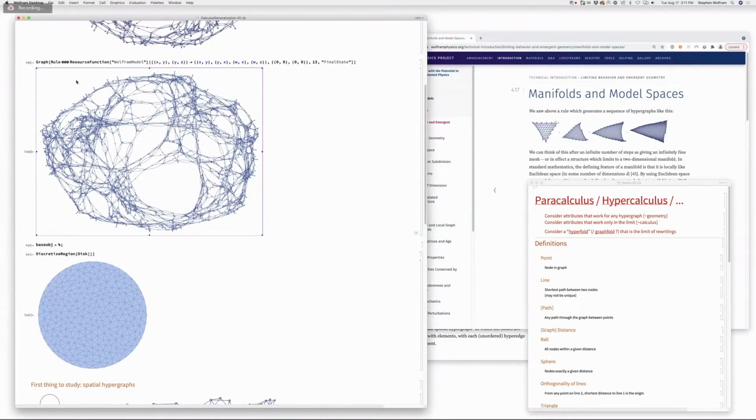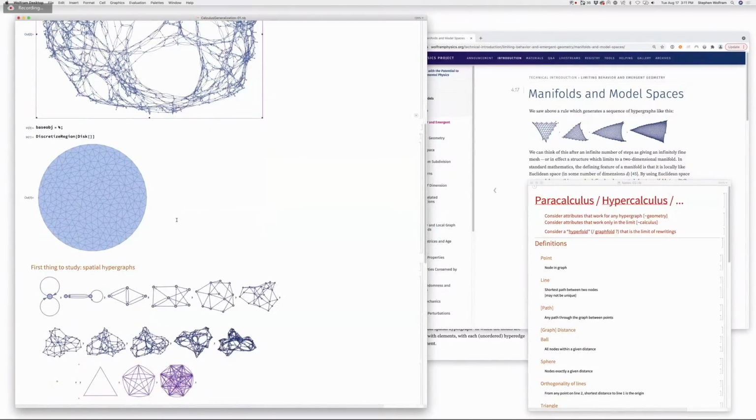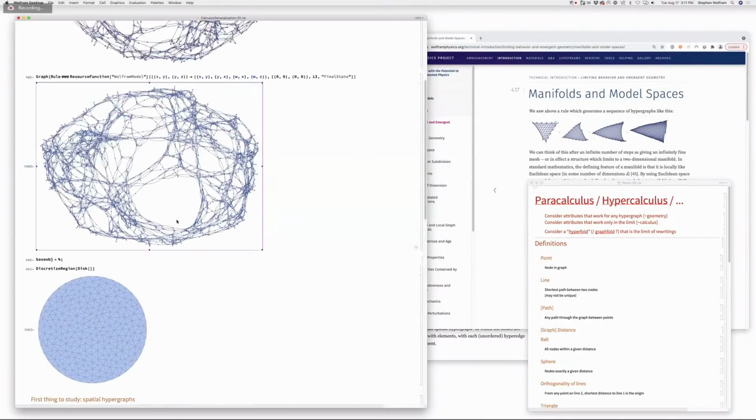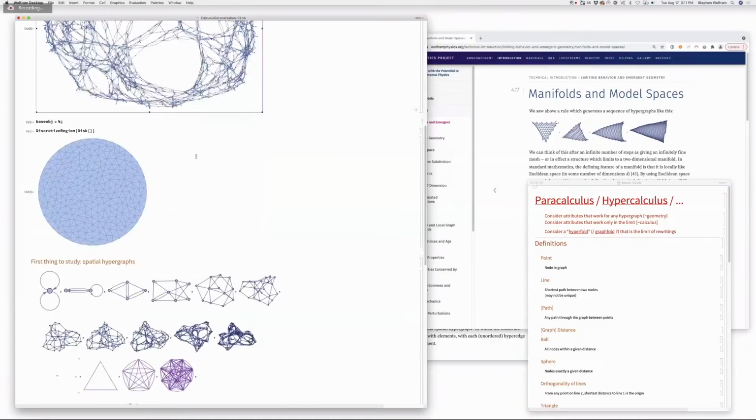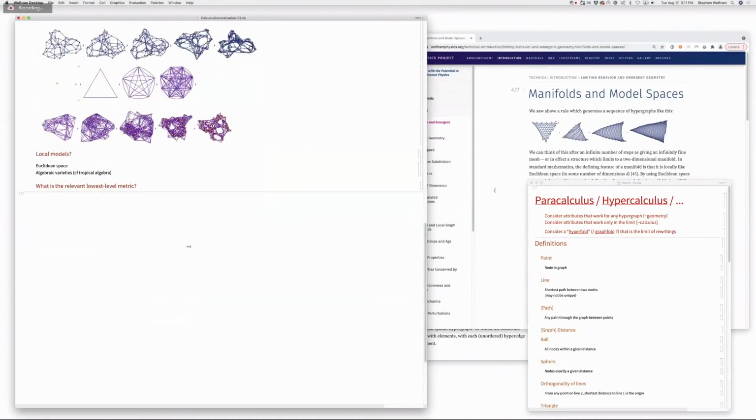So let's start off imagining we have an object like this, and I already made a list of some of the most basic things here, like what is a point? Presumably a point is a node in the graph. So if we're trying to build geometry, what can we build? Do you understand what I'm saying? Yes. Okay, so a point is a node in the graph.